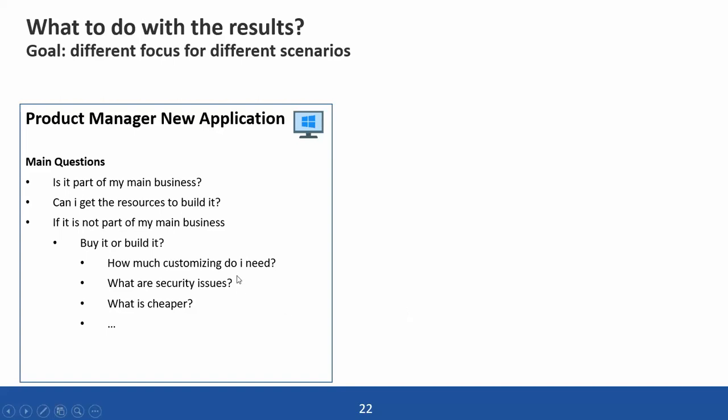And the question is, how much customizing do I need when I buy something? If your processes are so different that you have to customize a lot, then perhaps it's better to build it. If it fits 70% of my needs, then use perhaps a standard thing and buy it. And there are other questions, like what are the security issues, what is cheaper, and so on. These are more the questions you have from an employee company view than from an entrepreneur startup view.